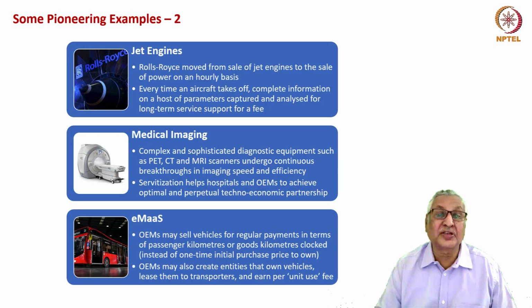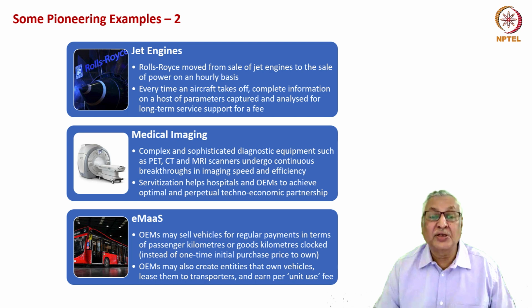Some more pioneering examples. Jet engines are not being sold by Rolls-Royce. For long, it has moved from sale of jet engines to the sale of power on an hourly basis. Not only that, with the kind of digital technologies that are available, Rolls-Royce monitors the performance of the engine from the time the aircraft takes off on hundreds and thousands of parameters, and those data bits are captured and analyzed for long-term service support for a fee.